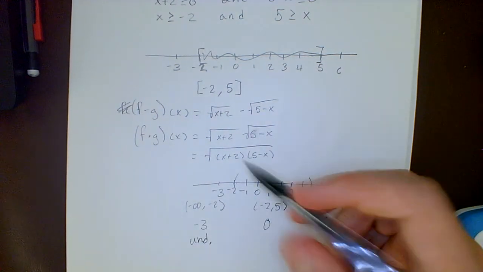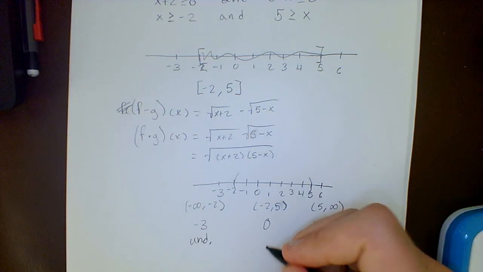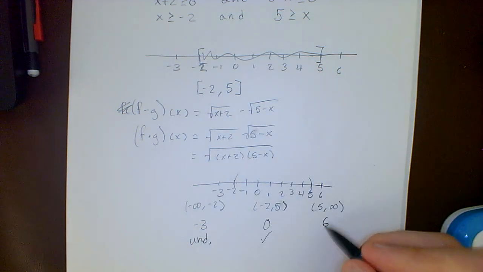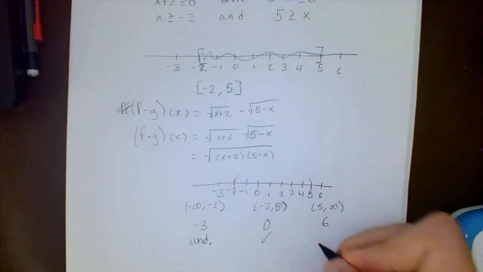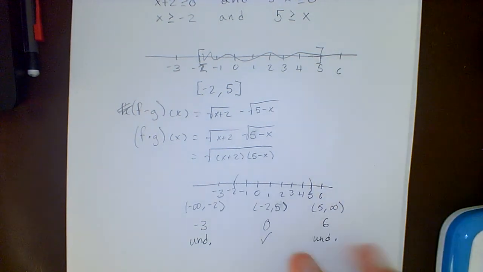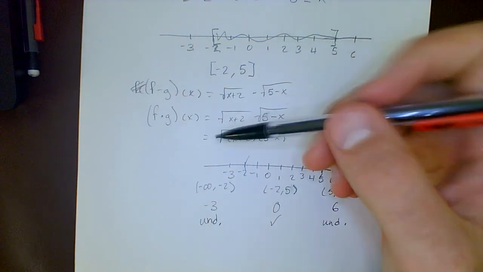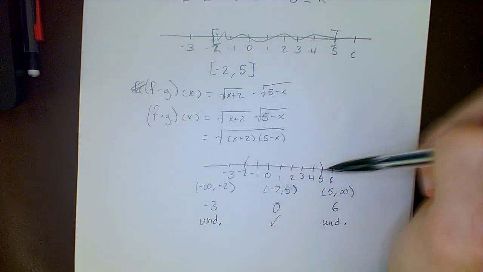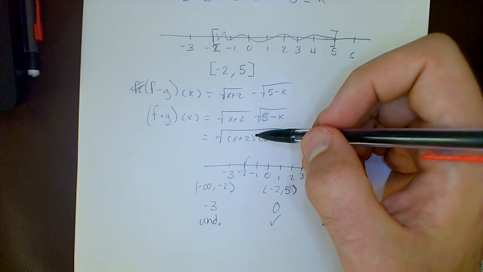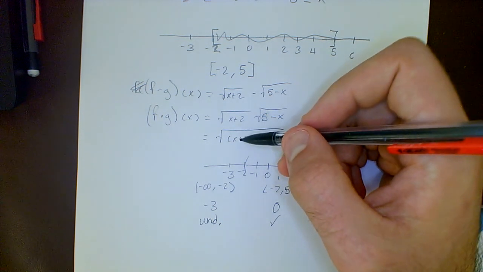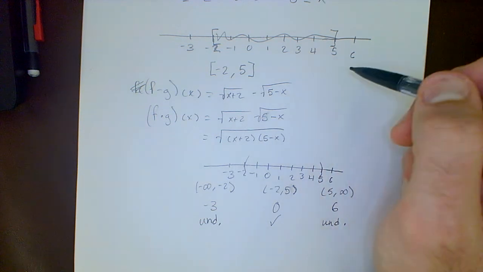Okay, when I go to 0, though, I get 0 plus 2, and 5 minus 0, positive times positive is positive, and you can take the square root of a positive, so that checks out. And now if I put a 6 in here, it's 8 times -1, and you have the square root of a negative number again. So we see that the domain is actually -2 to 5, and if we plug in -2 and 5 to check the endpoints, if I plug in -2, it's a 0, and you can take the square root of 0, and if I plug in 5, it's 0 again, and you can take the square root of 0.